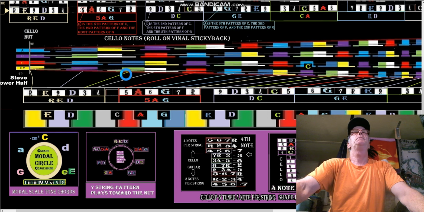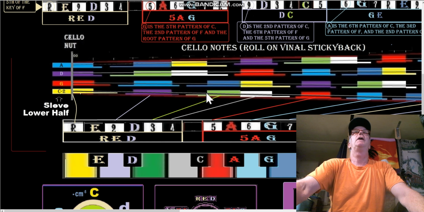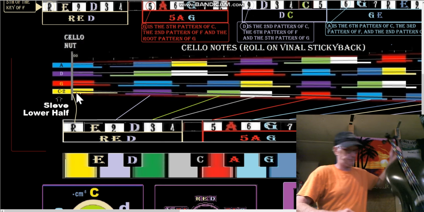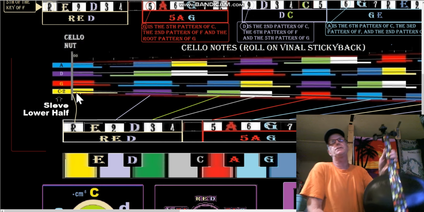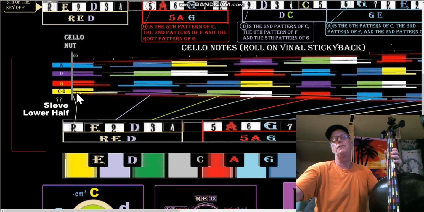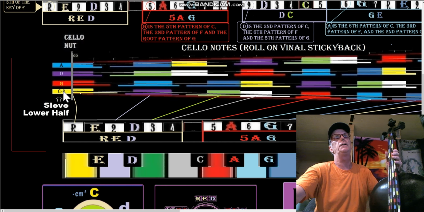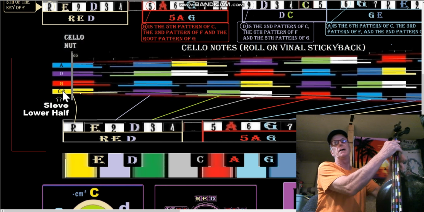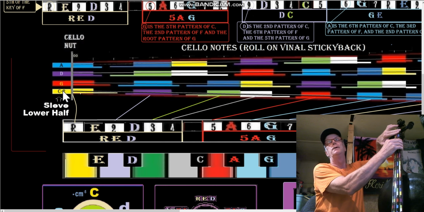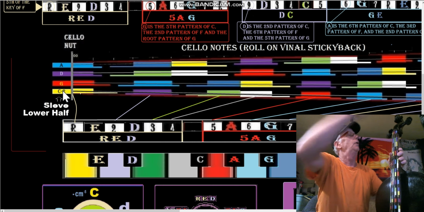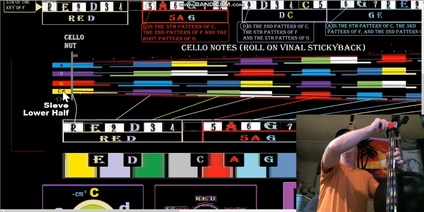This is just a little bit about the cello notes on vinyl sticky back. This is the lower half of the sleeve in the mouse box here. This is the mouse box up here. That's the lower half of that note, and I couldn't draw it on the cello. I couldn't stick it anywhere. I could stick it up here. See where my fingers are? I could put it up there. Okay, this is it. This is the sleeve.